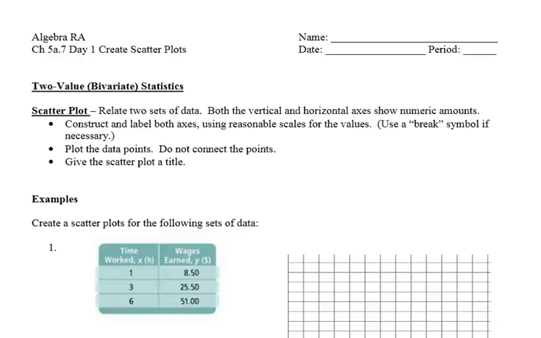Today we're going to be creating scatter plots using bivariate statistics. Bivariate statistics means two variables. Creating scatter plots helps us to relate those two variables together. Both the horizontal and the vertical axes show numerical amounts.